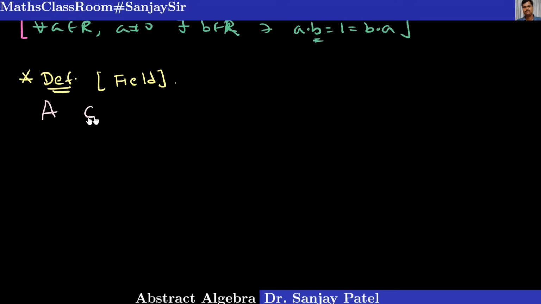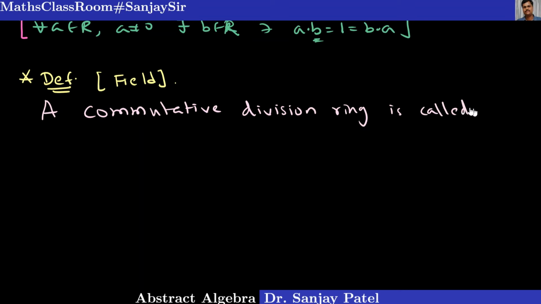A commutative division ring is called a field. Okay, we know what is division ring.